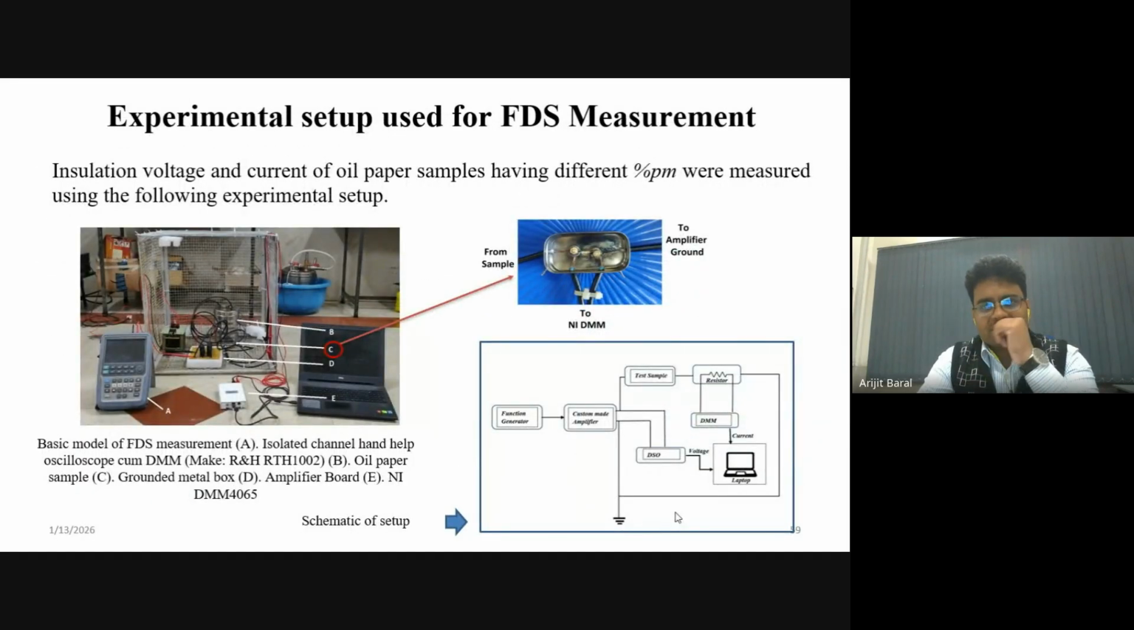This is just the FDS measurement setup, because up to now I was only discussing the time domain measurement. We can also do the frequency domain measurement, where the frequency of the exciting voltage is going to vary with time. The amplitude is also going to vary, and essentially that will give us some frequency sensitive information of the insulation.